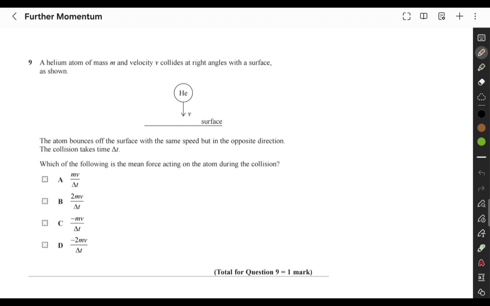One of the things that is very important is we want to find the mean force acting on the atom. To calculate this force, the force on the atom is equal to the change in momentum of the atom divided by the change in time.